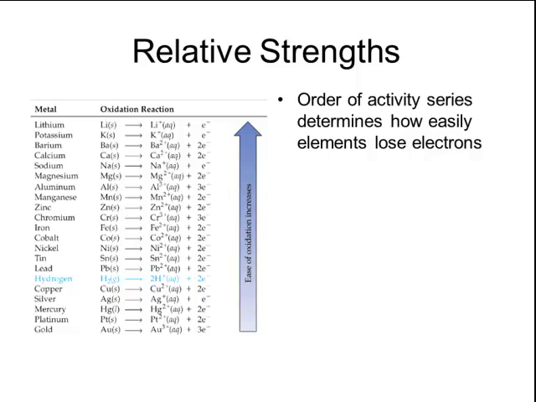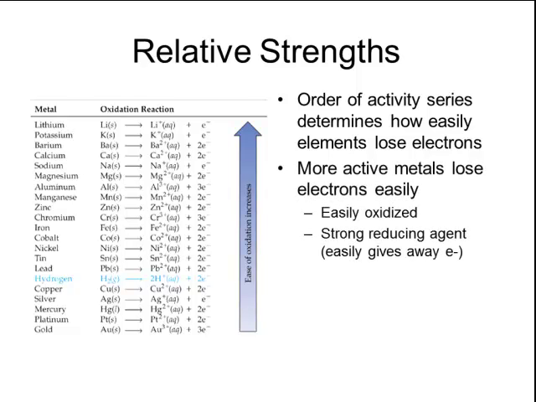Now, an activity series of metals is actually in order according to how easily these elements lose electrons. The elements at the top are the more active metals, and these elements tend to lose electrons easily. Because they're losing electrons, they are easily oxidized. Because these elements give away electrons, they are also strong reducing agents, meaning they cause other elements to gain electrons.